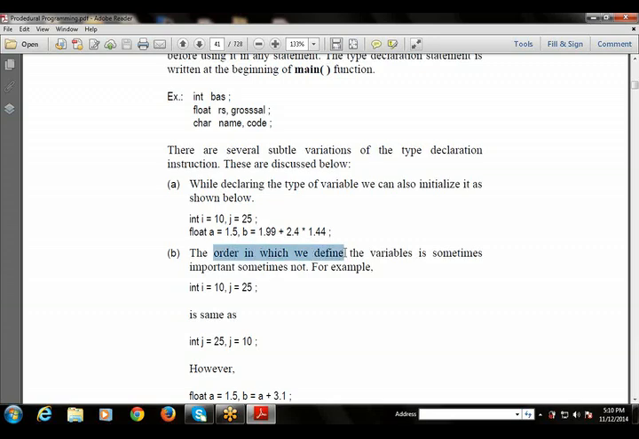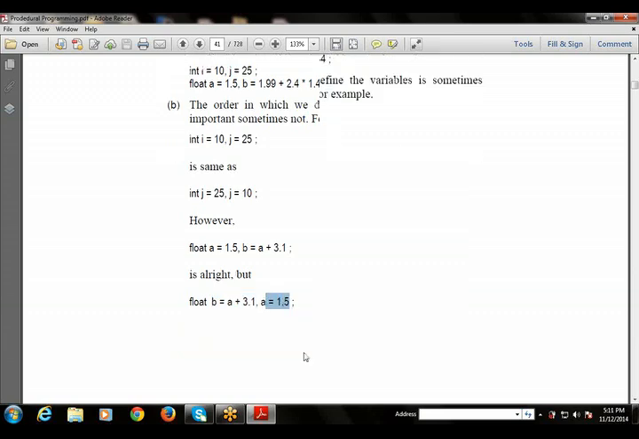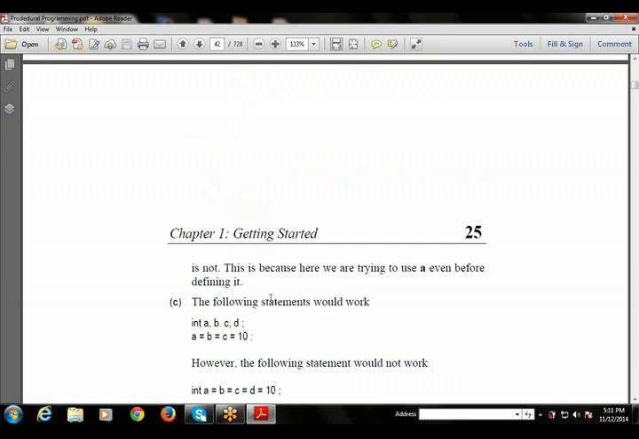The next point says the order in which we define the variables is sometimes important. For example, this is the same as this one. If I use i first, then it's okay. If I use j first, then it's also okay, that is j equals 25, i equals 10. However, float a equals 1.5, b equals 3.1 is all right. But if I use b equals 3.1, a equals 1.5, it's not.